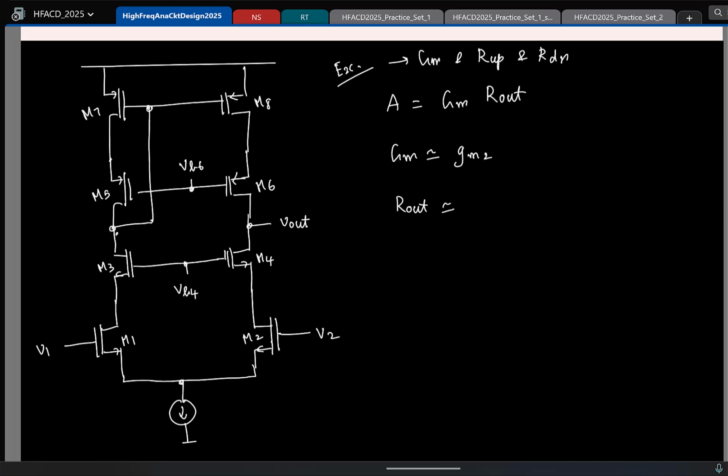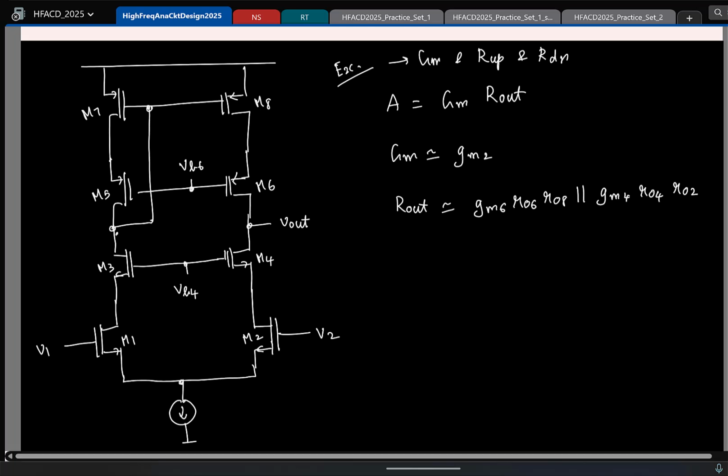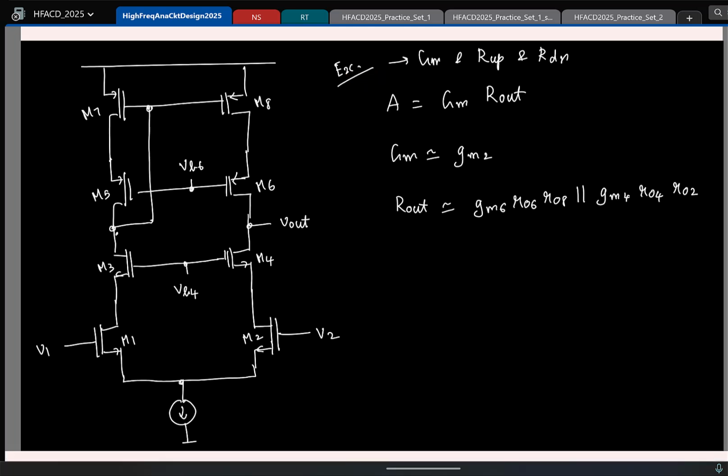So the same thing you can guess here. It is the output resistance of the PMOS cascode, which is GM6 R06 times R08, in parallel to the bottom side portion, that is GM4 R04 times R02. But again, you can individually find what will be the up and down resistance. So that is an exercise. You can do the same thing we did for the 5 transistor OTA. Things will be very similar. Okay, so now that we know the small signal gain is fine, let's see how the operating point is set.